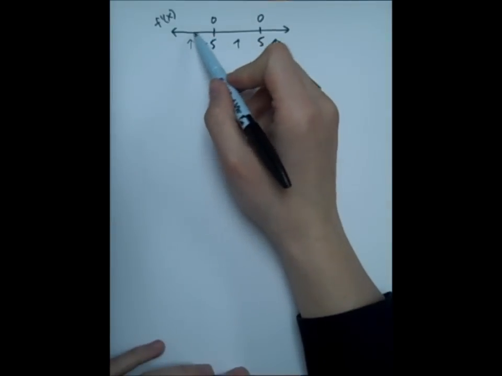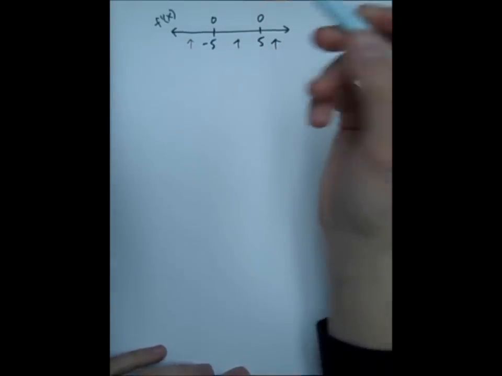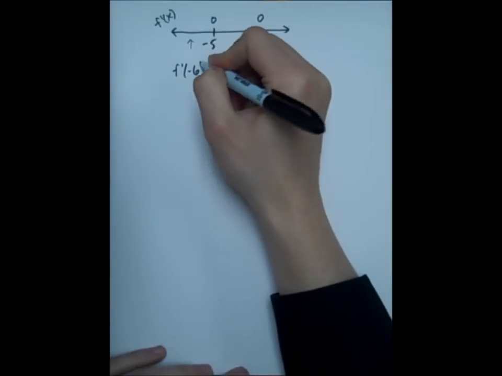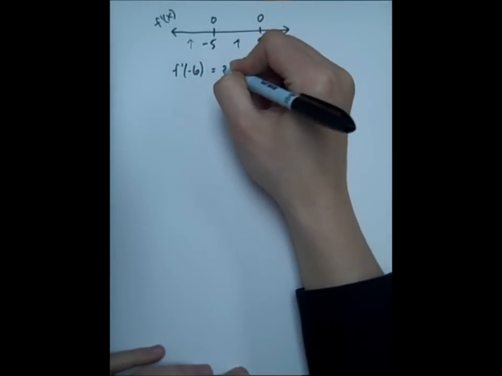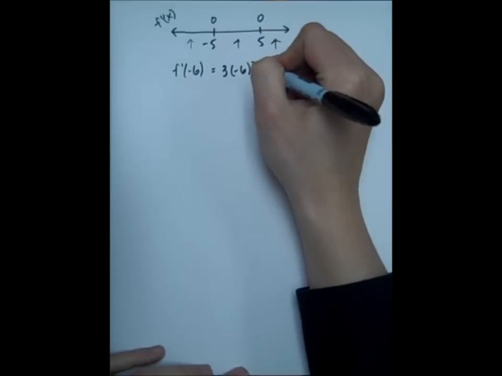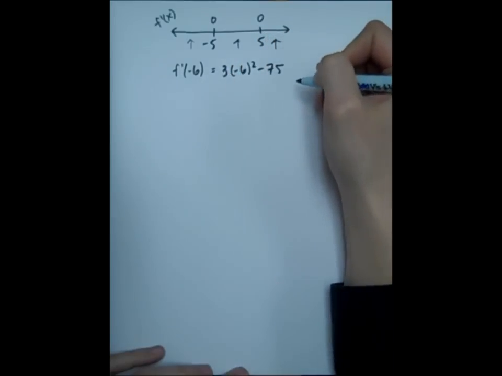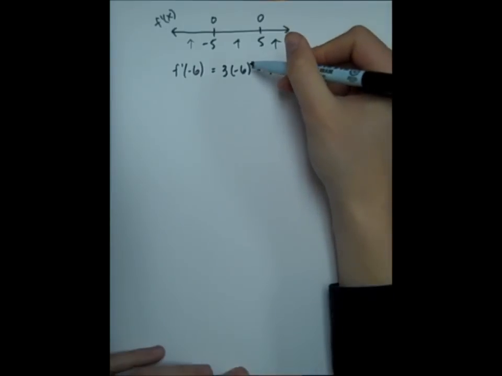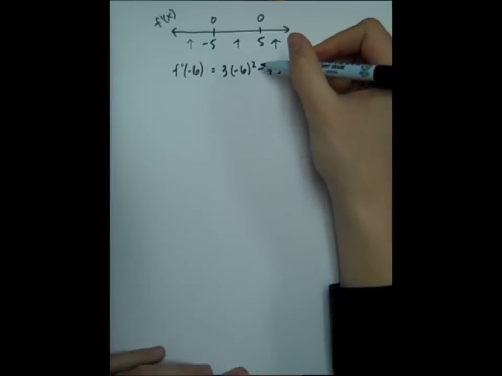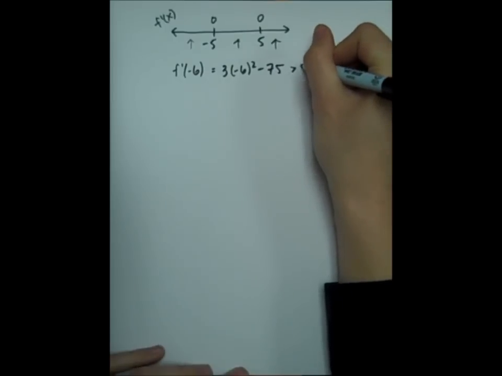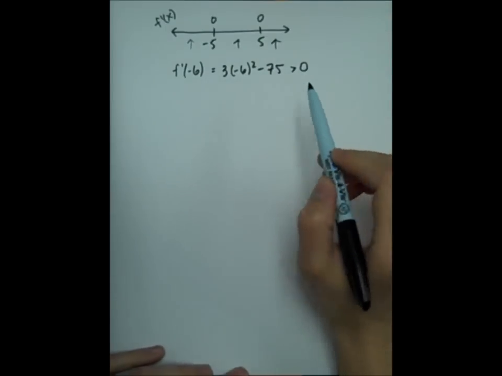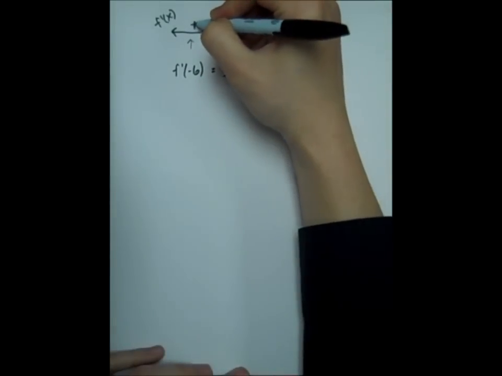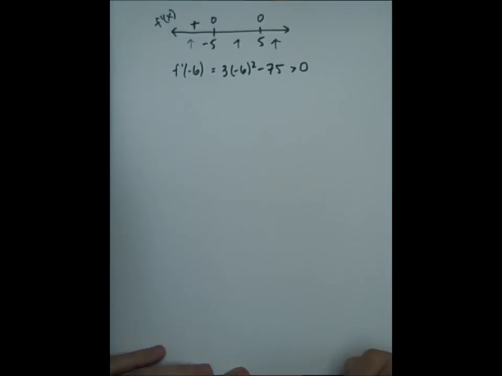So think of something that's less than negative 5. How about negative 6? Let's test that in f prime. If I plug this in f prime, I'm going to get 3 times negative 6 squared minus 75. Negative 6 squared is 36. 3 times 36 is definitely larger than 75, so this is positive. I don't care at all what the number is. All I care is that it's either positive or negative. Since it was positive, I'm going to come over here and put a positive.